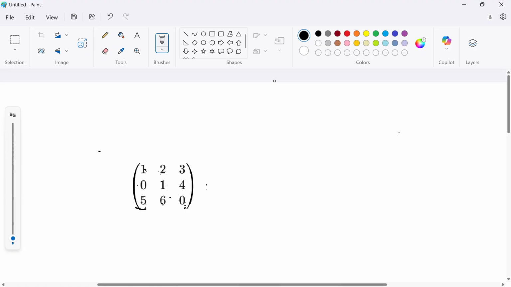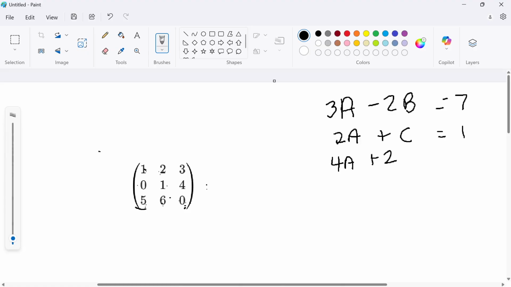If I have a system of equations, let's say 3a minus 2b equals 7, and then I have 2a plus c equals 1, and I have 4a plus 2b minus c equals 3. I can set up a matrix. This is 3a, negative 2b, 0c, so I'm going to put 3, negative 2, 0. This is 2a, 0b, and 1c, and this is 4a, 2b, and negative 1c.